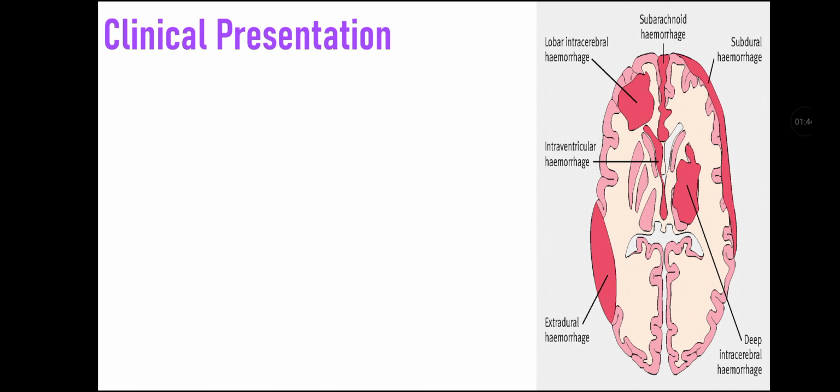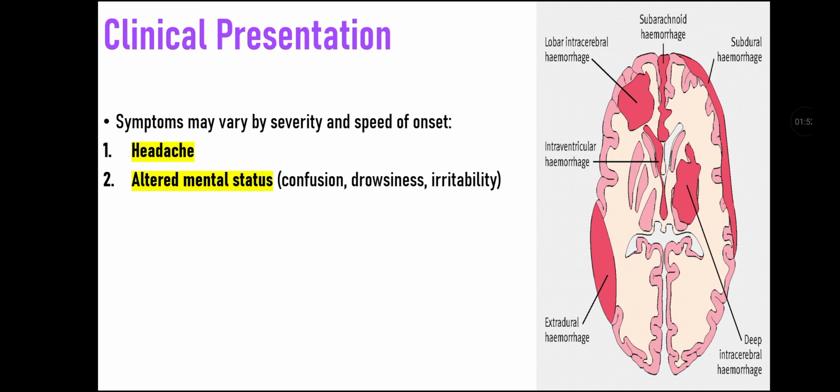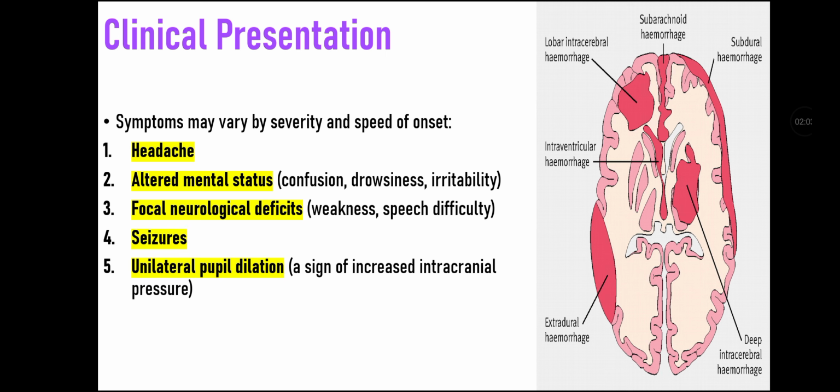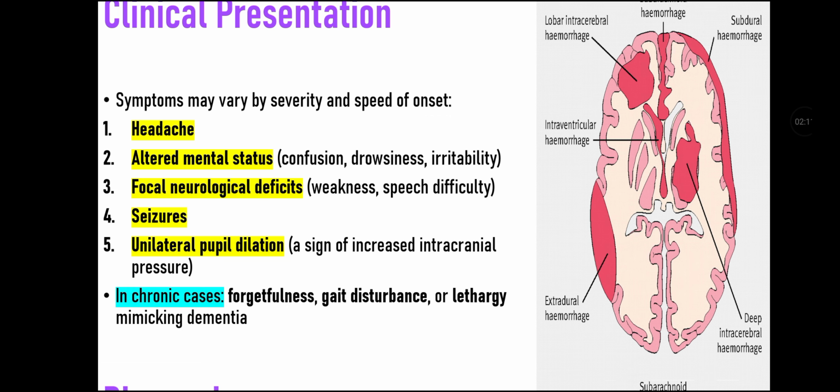Now let's talk about the clinical presentation of subdural hemorrhage. Symptoms may vary with the severity and speed of onset. They include headache, altered mental status that may include confusion, drowsiness, and irritability, focal neurological deficits that include weakness and speech difficulty, seizures, and unilateral pupil dilation, which is a sign of increased intracranial pressure. In chronic cases, forgetfulness, gait disturbance, and lethargy mimicking dementia.